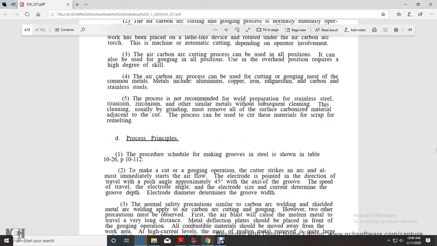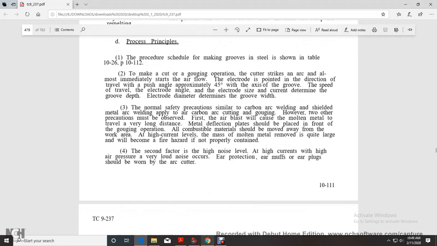The air carbon arc cutting process can be used for cutting and gouging most of the common metals, including aluminum, copper, iron, magnesium, and carbon and stainless steels. The process is recommended for weld penetration on stainless steel, titanium, zirconium, and other similar materials, but with subsequent cleaning, usually by grinding, which must remove all the carbonized material adjacent to the cut. The process can also be used to cut materials for scrap for remelting.